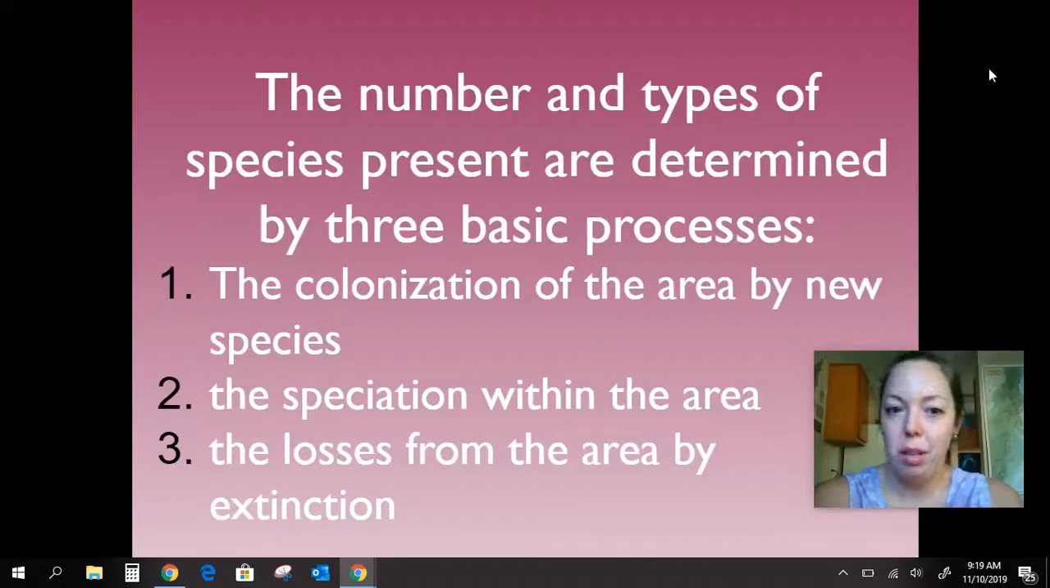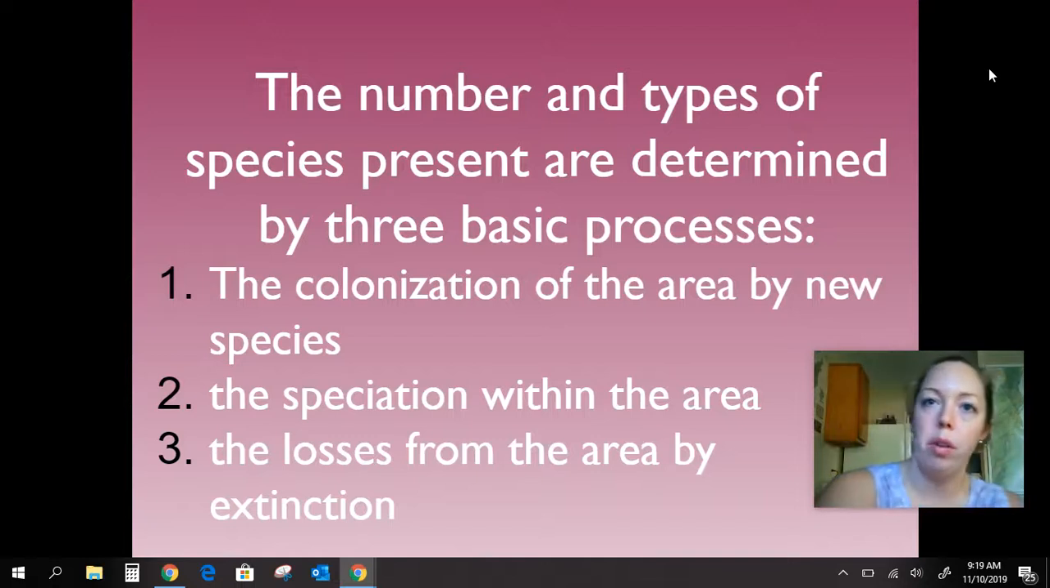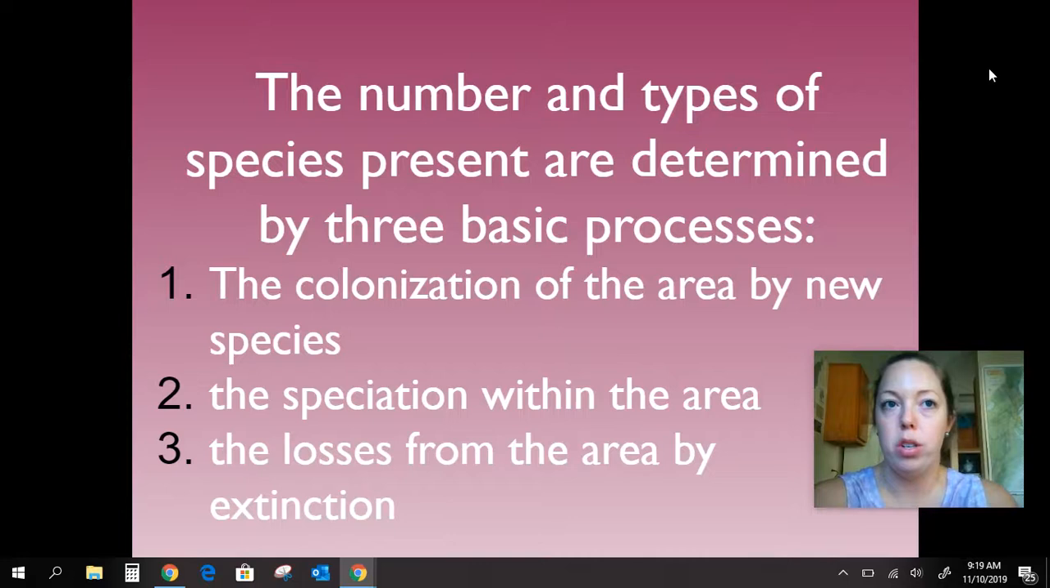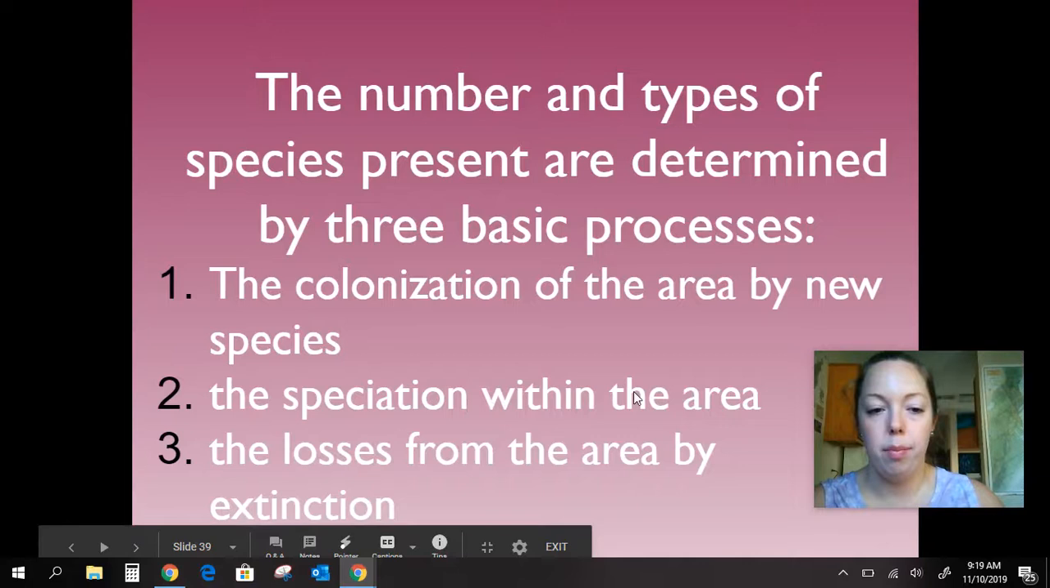Just like we've seen in the past few chapters, we know that species are not distributed evenly on Earth, right? They're organized into biomes that are organized by global climate patterns, and into communities whose composition changes regularly as species interact. It's always changing, it's dynamic. So in a given region within a biome, the number and types of species present are determined by 3 basic processes, okay? You have the colonization of the area by new species, the speciation within the area, and the losses from the area by extinction.